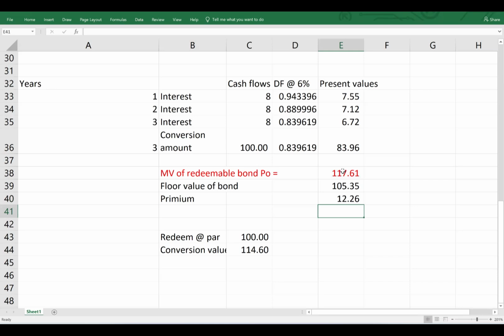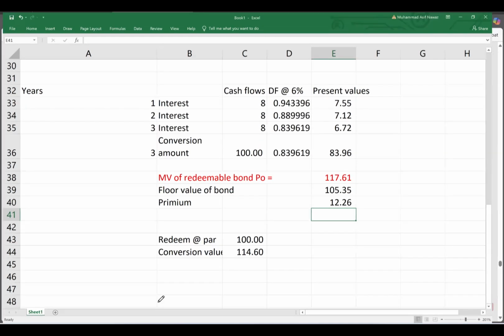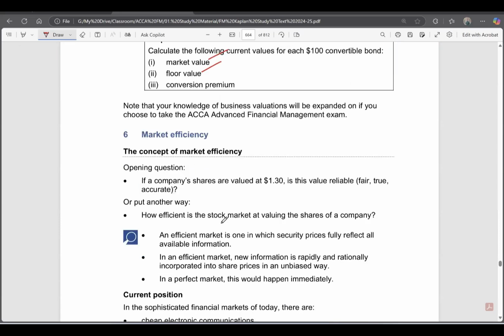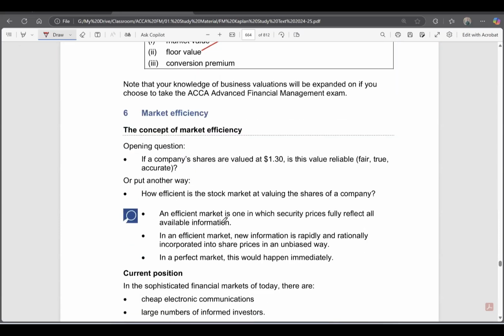$12.26 per bond. That is the additional benefit they will get per share, per bond, sorry. Okay, so that's the kind of question you might expect to see in your exam. So that is the end of this section, except some theory, like market efficiency theory.